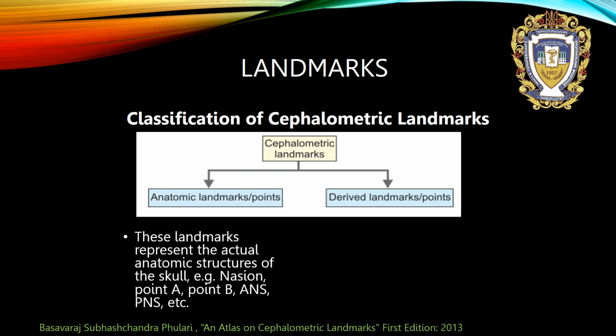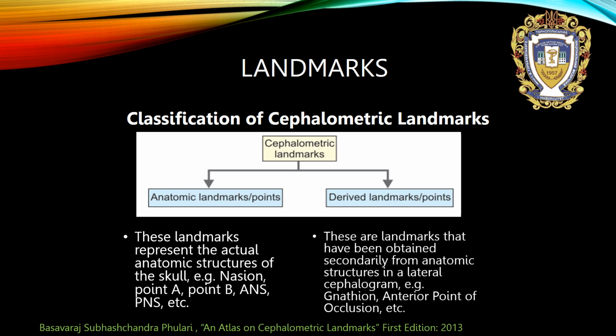Derived landmarks and points are landmarks that have been obtained secondarily from anatomic structures in the lateral or frontal cephalogram. For example, gnathion, anterior point of occlusion, etc.